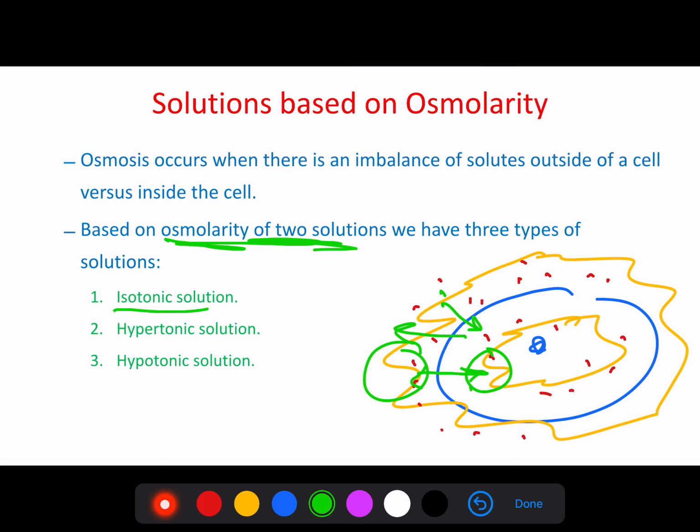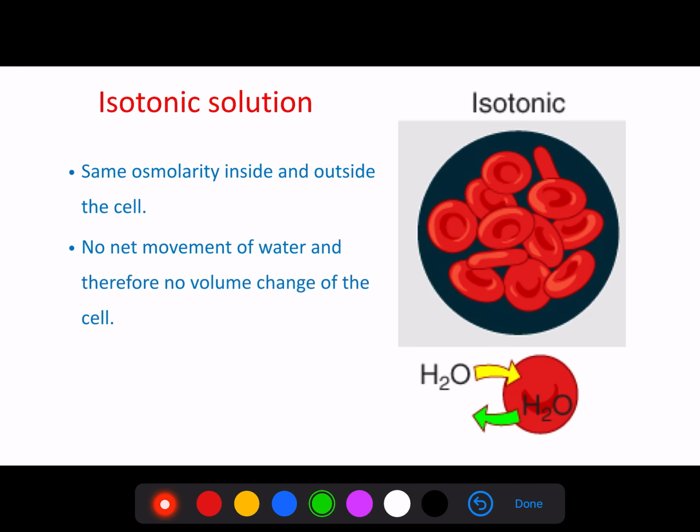Okay? So based on the osmolarity of the two solutions, extracellular and intracellular, we have three types of solutions: isotonic, hypertonic, and hypotonic. Isotonic is the type of solution the cells within our body live in, when we have the same osmolarity, the same concentration of solutes, inside and outside. In this case, there is no net movement of water. Water can go in and out, and this will not change anything for the cell.